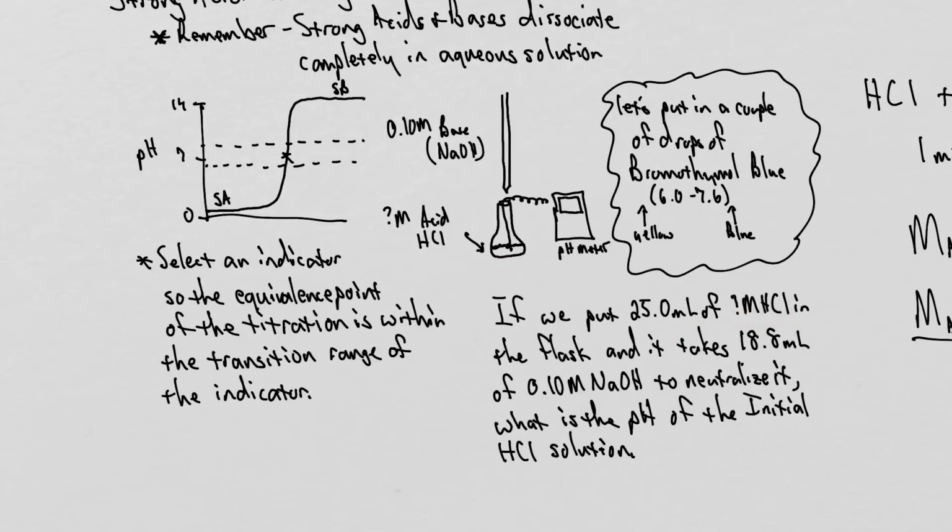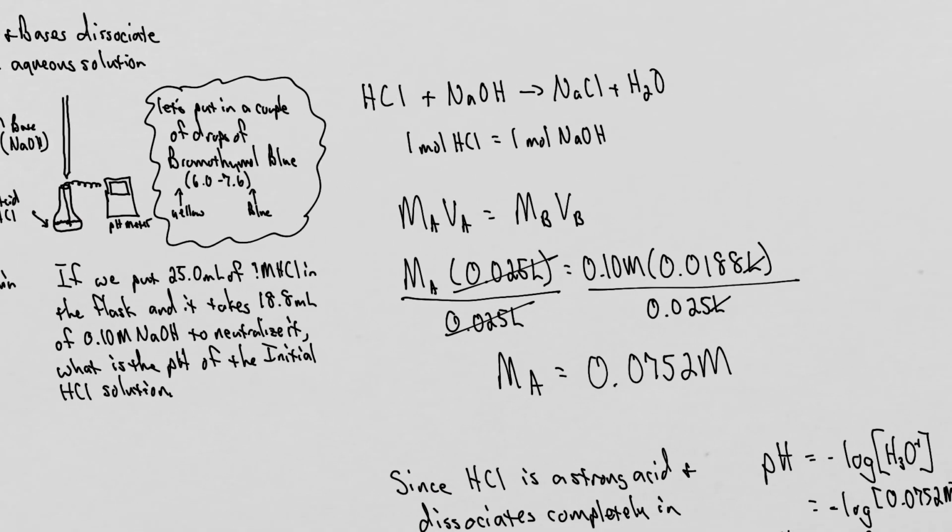and it takes 18.8 milliliters of 0.10 molar NaOH to neutralize it. So 18.8 milliliters of this, what is the pH of the initial HCl solution? So what is the concentration of H+ ions and therefore the pH in this solution? All right, let me show you how to solve that.